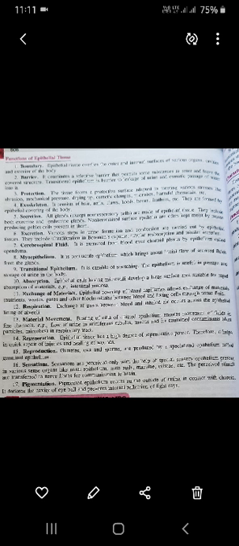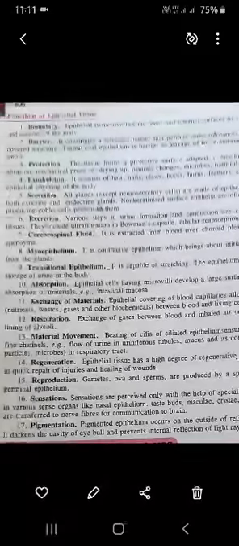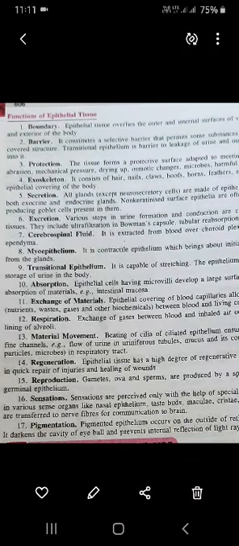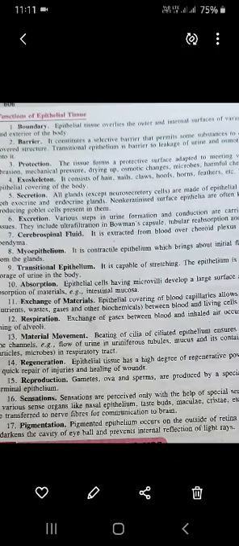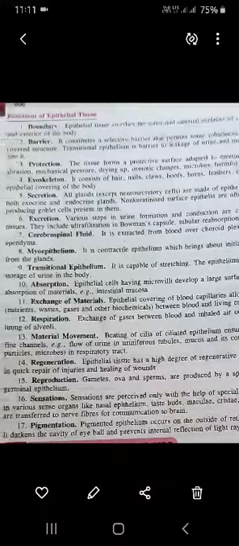The topic for class 11th, as we are dealing with structural organization in animal tissues. Today's topic is functions of epithelial tissues. Functions of epithelial tissues is a very, very important question from the syllabus point of view. Number first, it acts as a boundary.